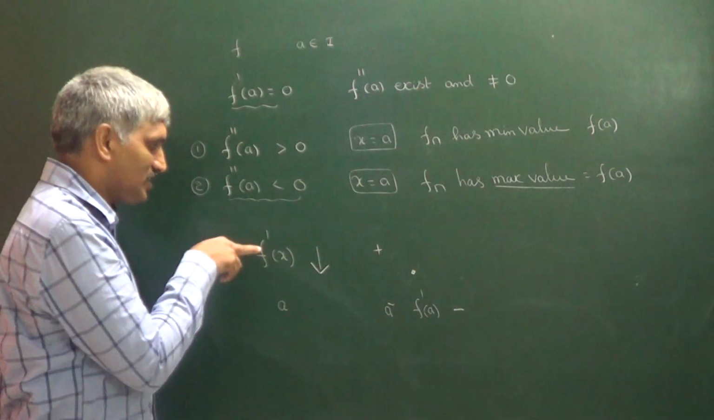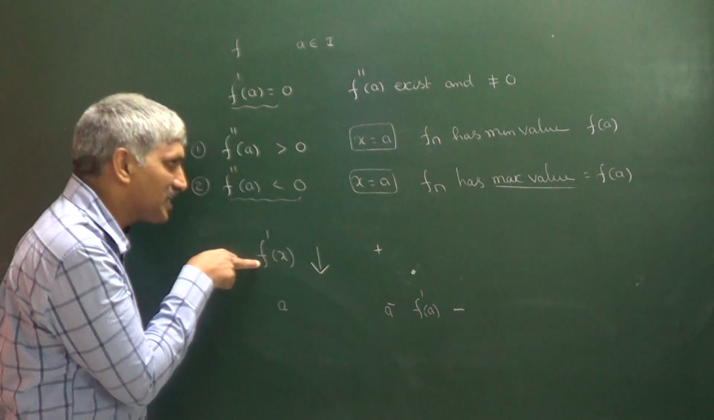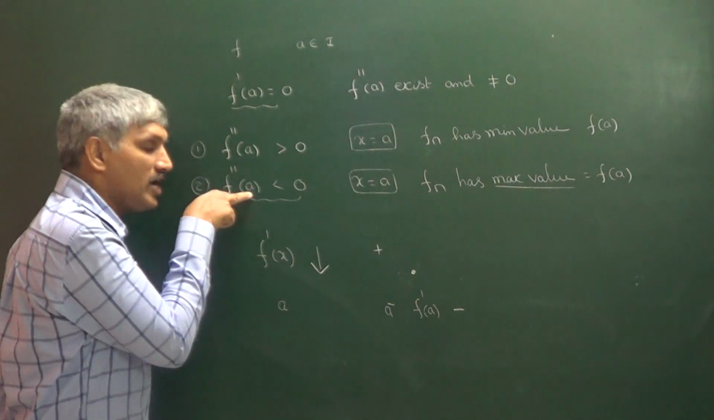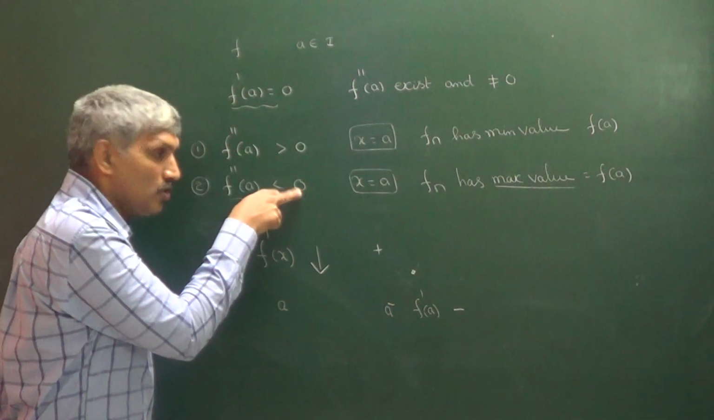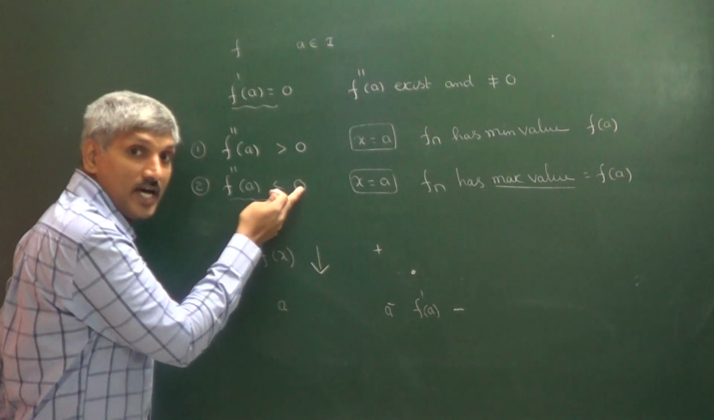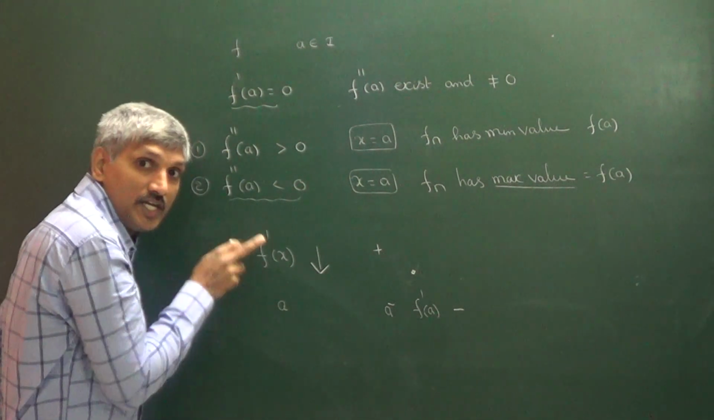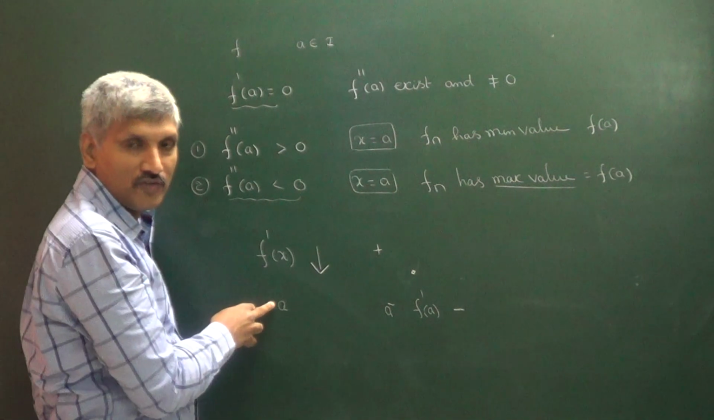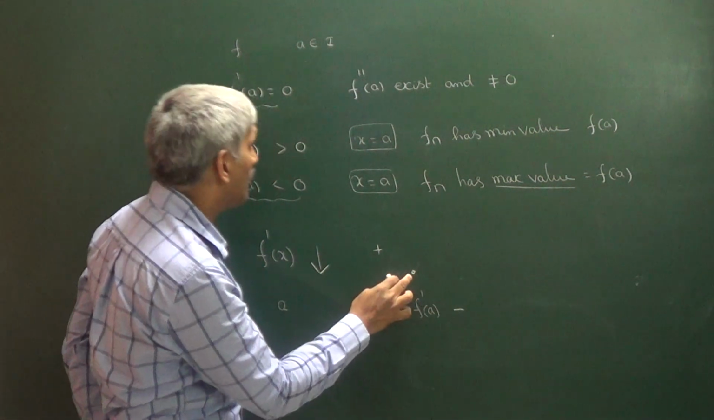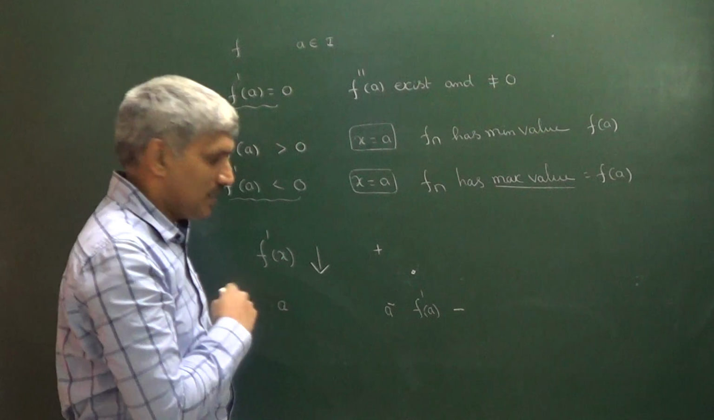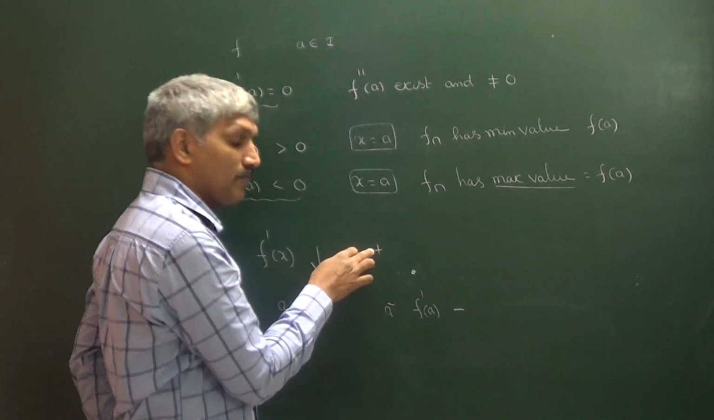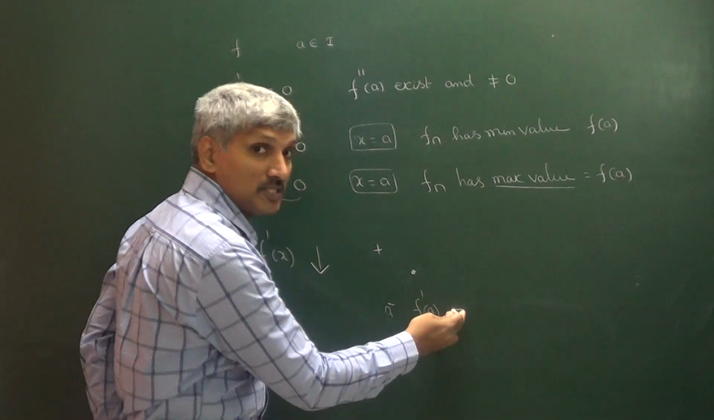Right? Because it is a decreasing function. Why is it a decreasing function? f double dash of a we got less than 0. But f double dash of a less than 0 means f dash is a decreasing function in the neighborhood of a. But f dash of a value is already 0, given. That's why to the left of a it must be positive, to the right of a it must be negative.